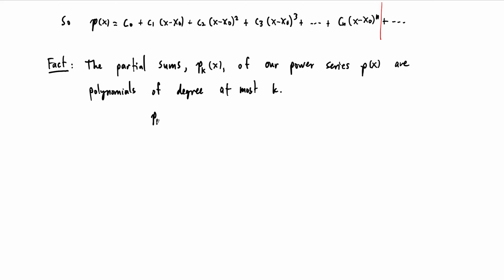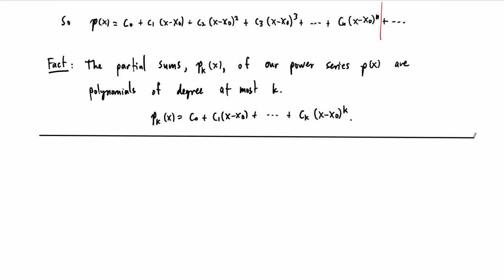All right, so again, the partial sums are P sub k of x equals the first term, C naught, plus C1 times x minus x naught, plus all the way up to, eventually, C sub k times x minus x naught to the power k. Again, it's possible that C sub k is 0, in which case the degree of this polynomial will be less than k, but it can't be more than k. So at this point, we've made a restriction that the degree of the partial sum, the polynomial which we're regarding as a partial sum, is at most k.